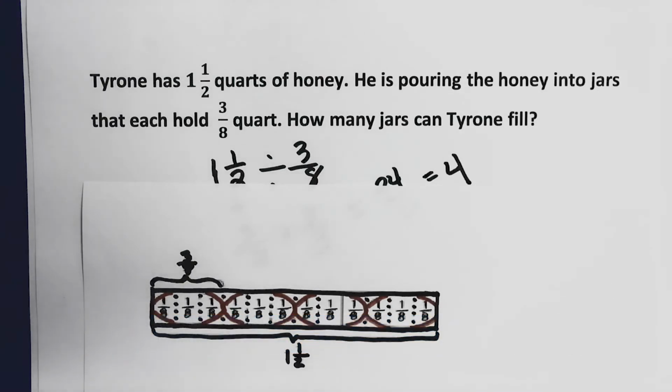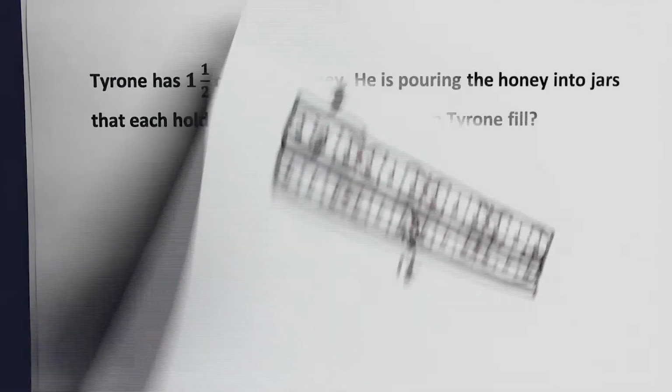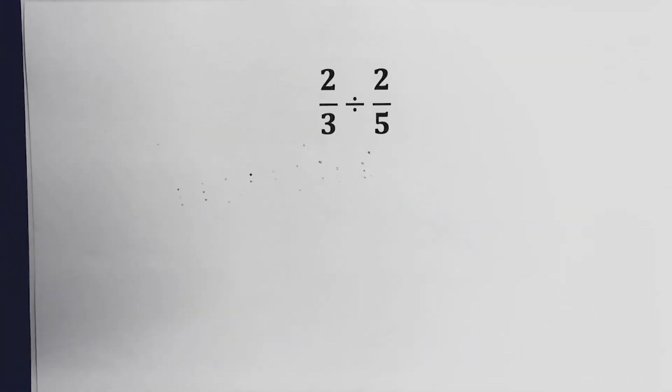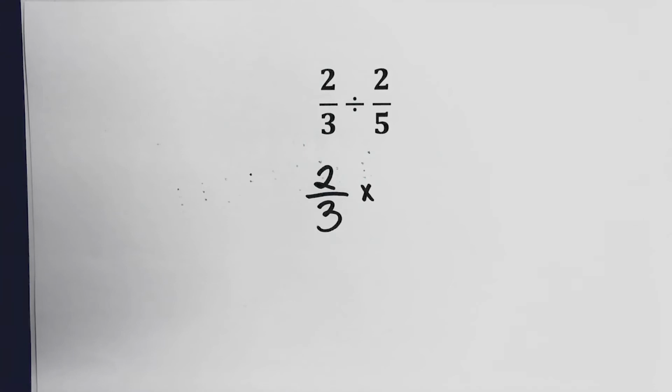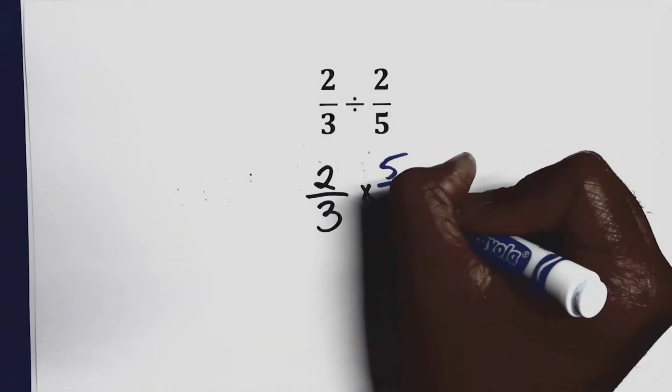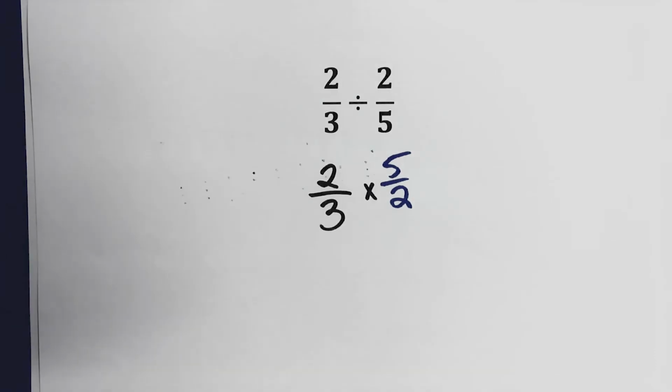So now let's move into you having more ownership of the work. Here's another problem. Let's walk through how to solve it together. Write this problem on your paper. We want to solve the problem by multiplying by the reciprocal. So I'm going to write my 2/3, and I'm going to multiply it by the reciprocal of 2/5, which is 5/2. Good job. So now I'm ready to multiply my fractions.